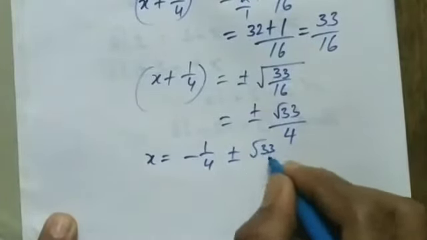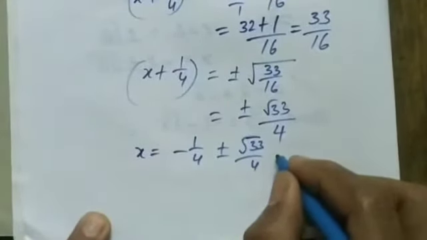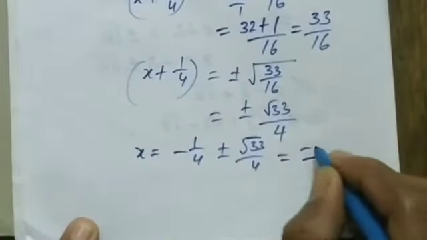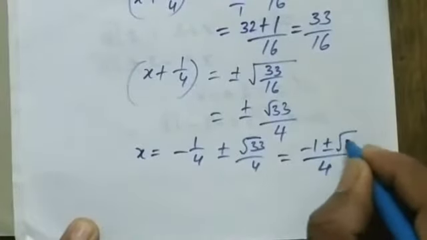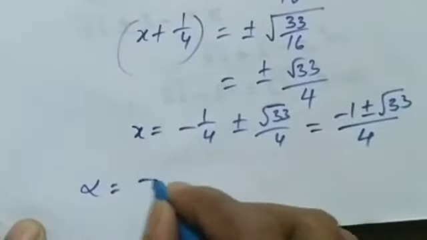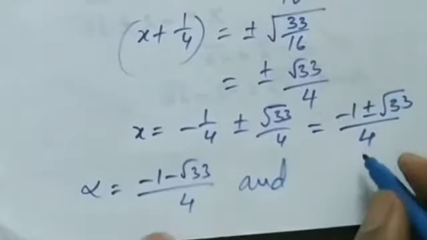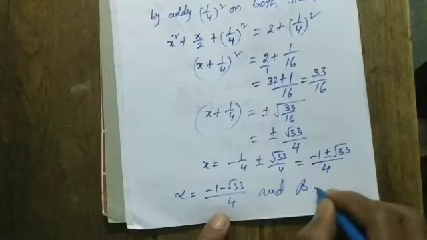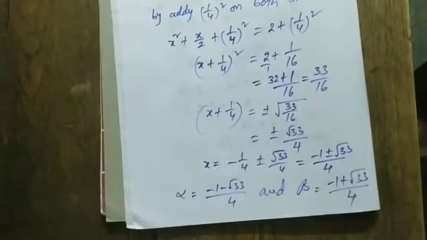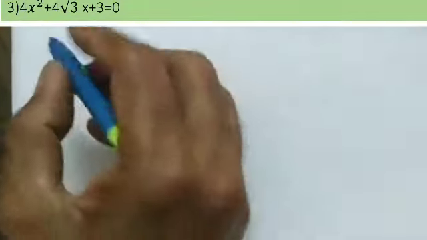Now the solution: x equal to, the plus 1 by 4 goes to the other side. You get minus 1 by 4 plus or minus root 33 by 4. LCM 4, minus 1 plus or minus root 33. Here also there are 2 zeros. The first one is alpha, minus 1 minus root 33 by 4. The second one is beta, minus 1 plus root 33 by 4. So thus we have got two solutions.